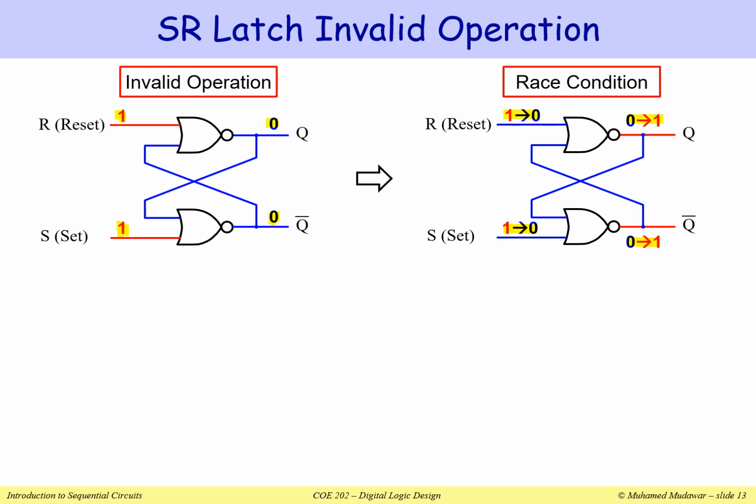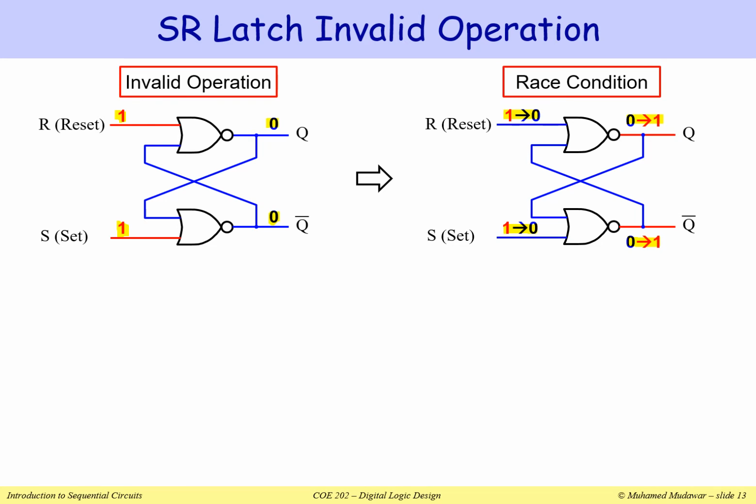And when both Q and Q bar go to 1 and 1 simultaneously, the NOR gates will make them go back to 0 and 0 simultaneously. So some oscillation will happen. Q will go from 0 to 1, back to 0, back to 1, and so on. The same thing for Q bar. So we call this a race condition, in which we can have oscillation.